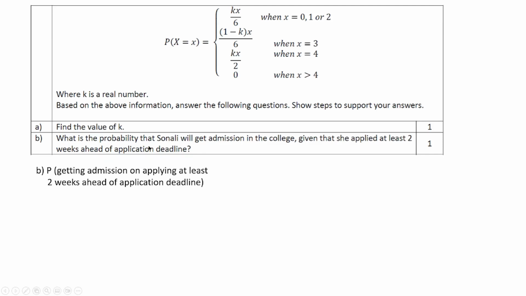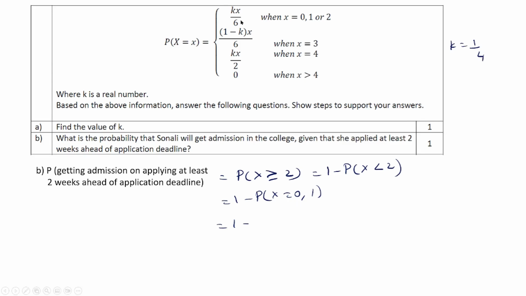The second subdivision. What is the probability that Sonali will get admission in the college given that she applies at least 2 weeks ahead of application deadline? So here we have to find the probability that Sonali will get admission if she applies at least 2 weeks ahead of the application deadline. That is, we have to find probability of x greater than or equal to 2. So probability of getting admission applying at least 2 weeks ahead of application deadline is probability of x greater than or equal to 2. It is 1 minus probability of x less than 2. So it is 1 minus probability of x is equal to 0, 1. So it is 1 minus, we got k as 1 by 4.